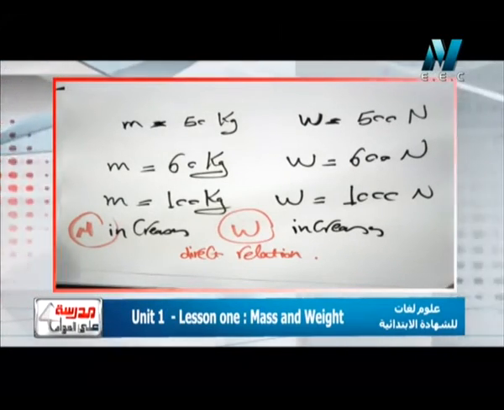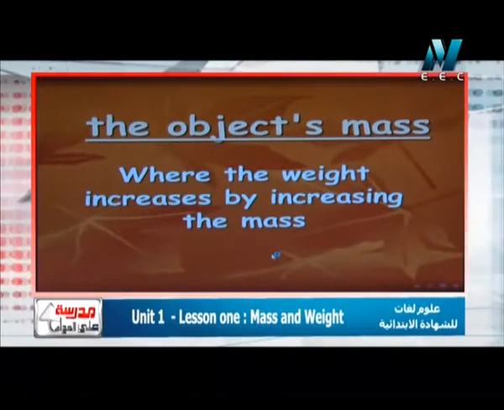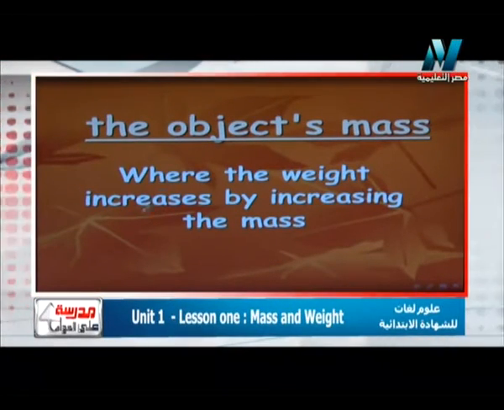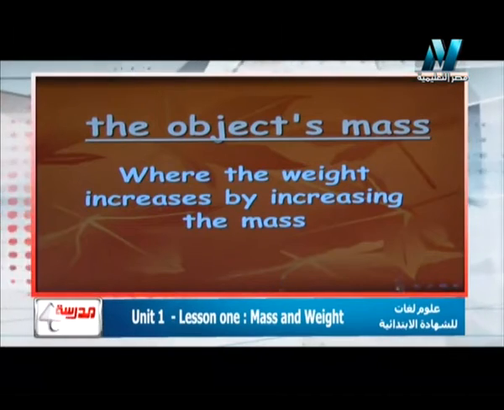So again, the weight increases by increasing the mass. The relation between mass and weight is direct relation or directly proportional. ودي هنسميها علاقة طردية، يعني لو الويت increase الماس برضو increase.